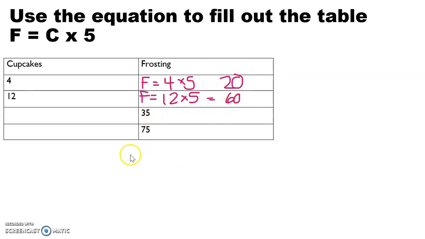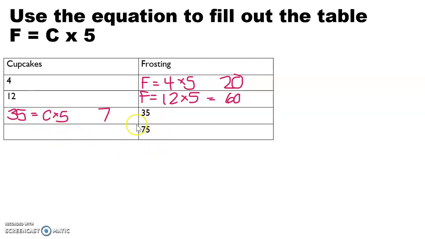In the next two values, we're going to be told the amount of frosting. So instead of replacing C, I'm now replacing F. So we have 35 in the F variable is equal to C times 5. I want to know what value for C would make this true, and I know 7 times 5 will give me 35, so C is 7.